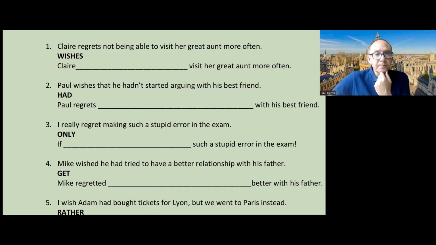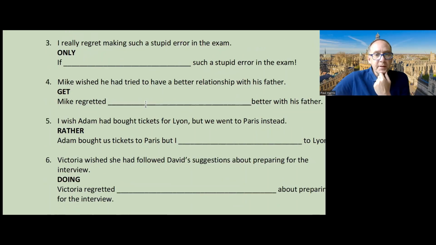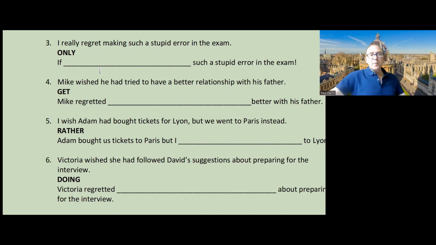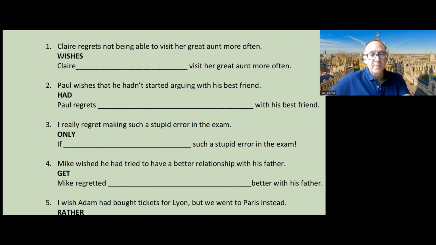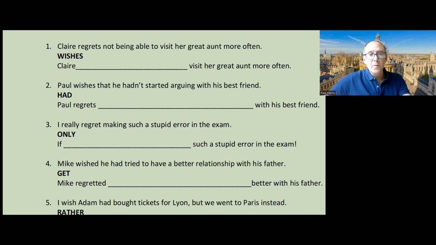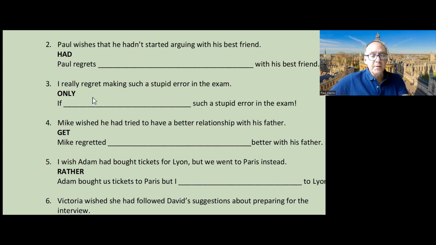Okay, let's move on to number 3. Here we've got the structure, which is probably going to be with if only. And again, if you're not too sure about wishes and regrets, if only is basically the same as wish. All the structures you have with wish are exactly the same for if only.